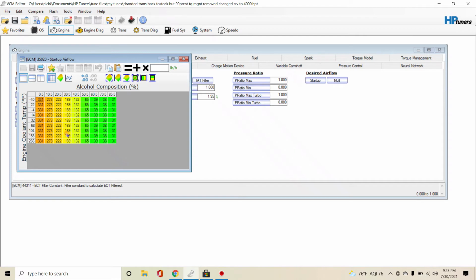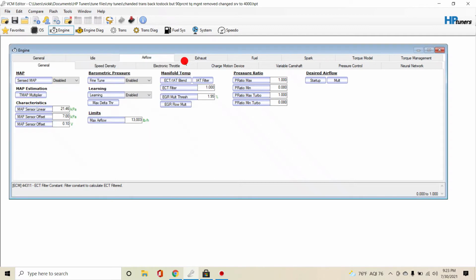And if these are off or cammed or anything like that, you're going to be messing with these tables. Bigger throttle body, you're going to be messing with these tables. It's engine coolant temp versus alcohol consumption. So 5%, 10, 20. So yeah, just depending on that or what mods you have, you're going to be using that. And that's it for the general under airflow.